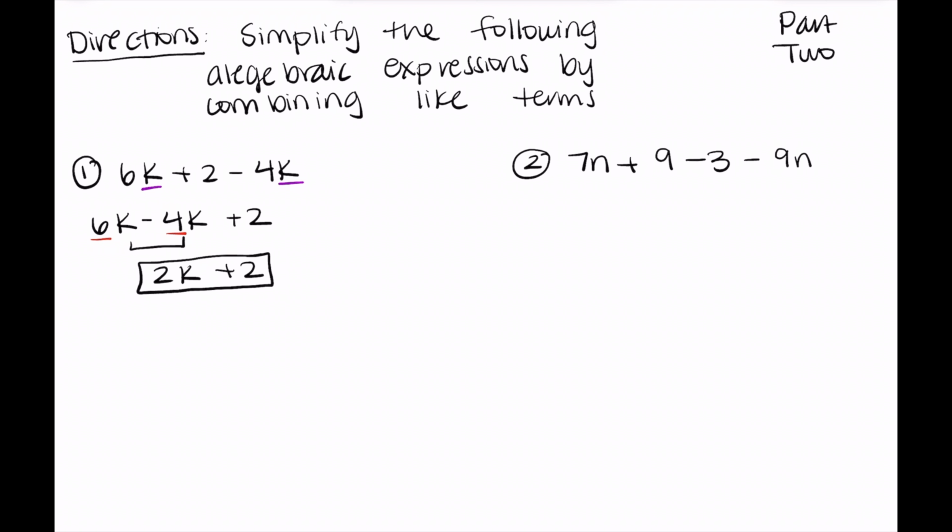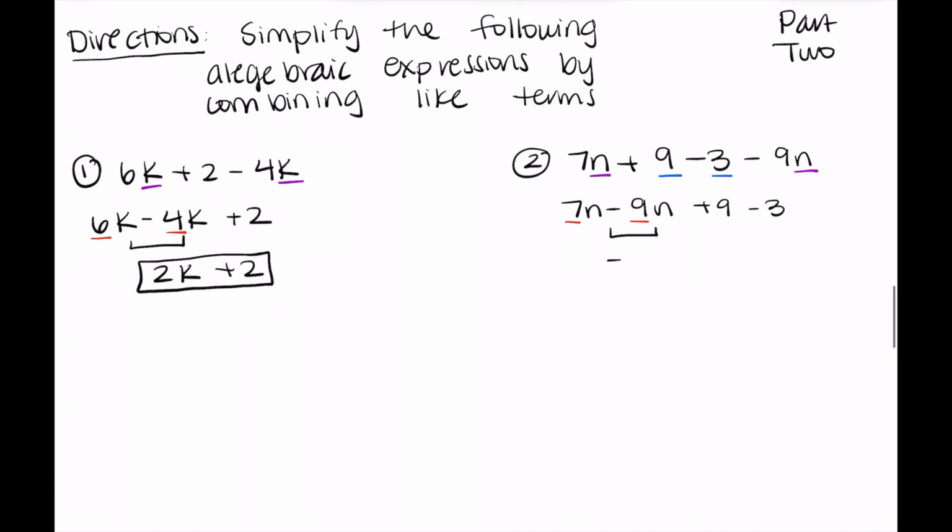For number 2, our algebraic expression is 7n plus 9 minus 3 minus 9n. So we have two constants here and two variables with n's, right? So we'll put those together and our constants together. The 7n minus 9n, when we do that, we do 7 minus 9. That gives us negative 2. The n comes along. So we get negative 2n. And now we'll go to our constants. 9 minus 3 just gives us 6. So our answer for number 2 will be negative 2n plus 6.